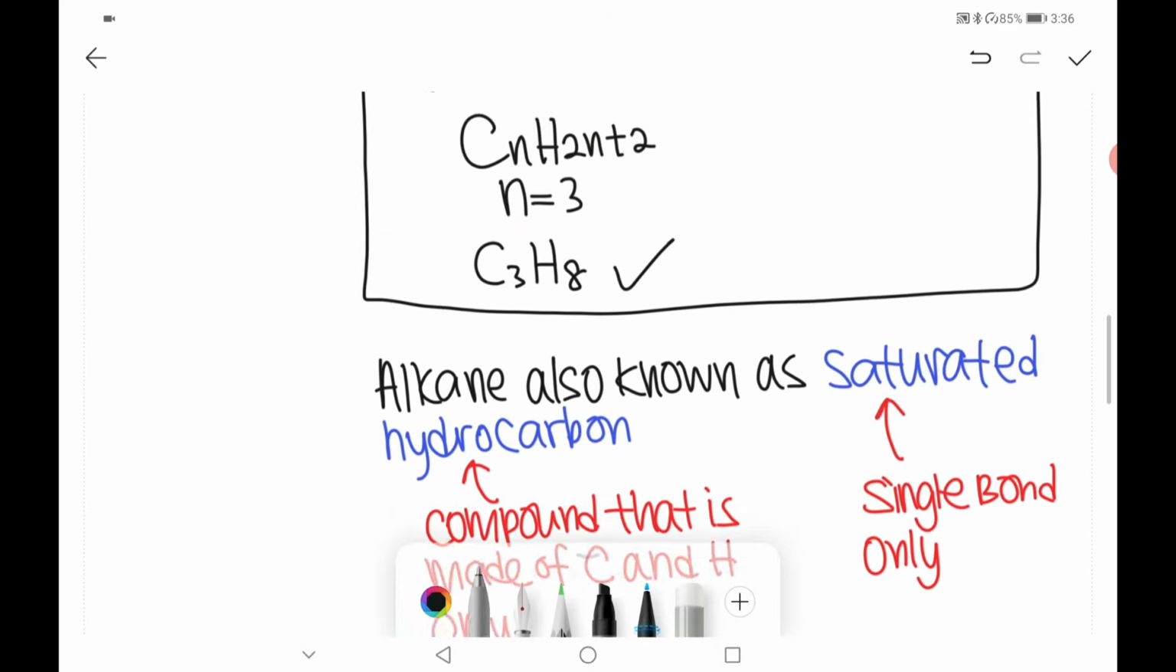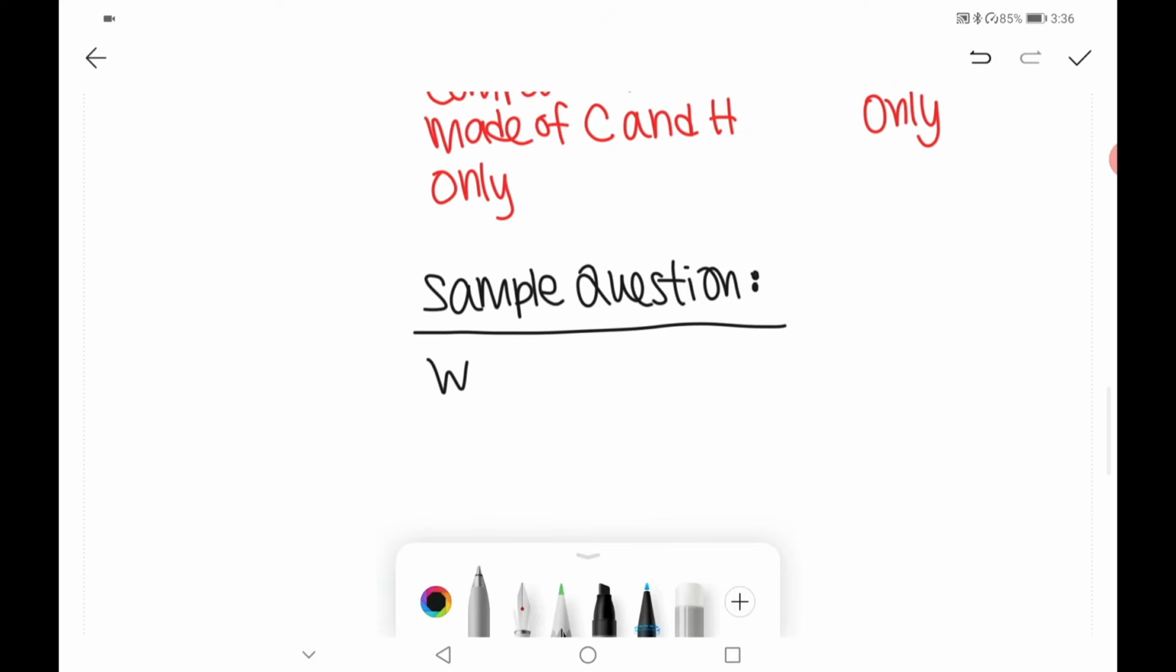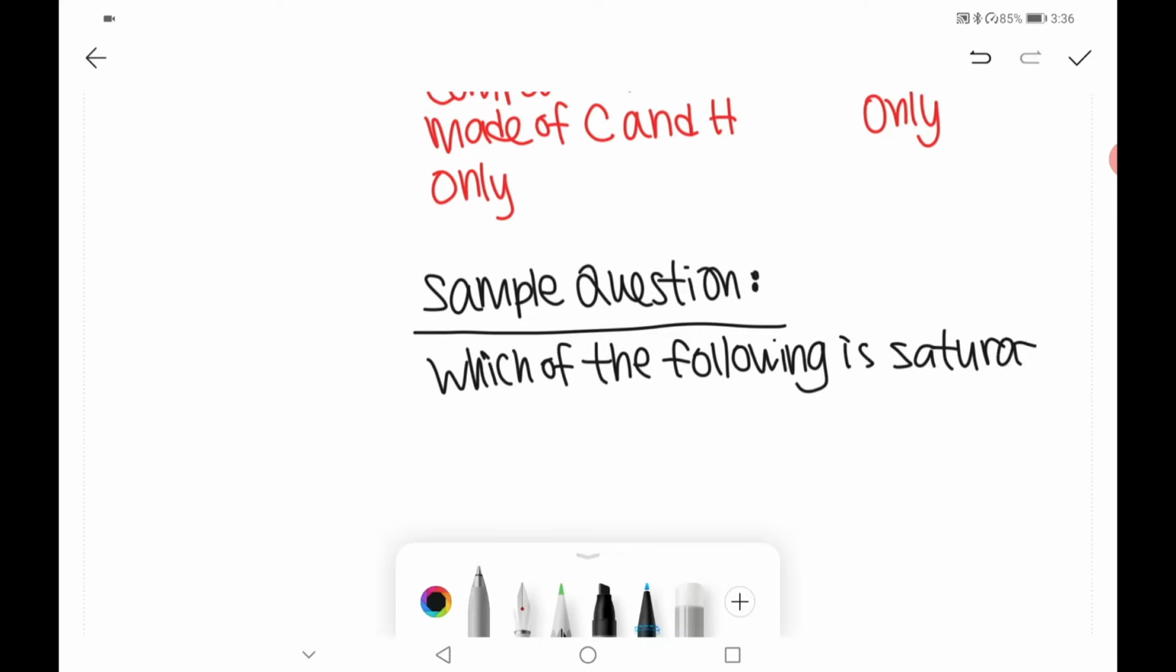Okay, so for example, I can show you a sample question, so that you are aware of how the question can be tested. The question can ask, which of the following is a saturated hydrocarbon? This is how the question can actually be tested.